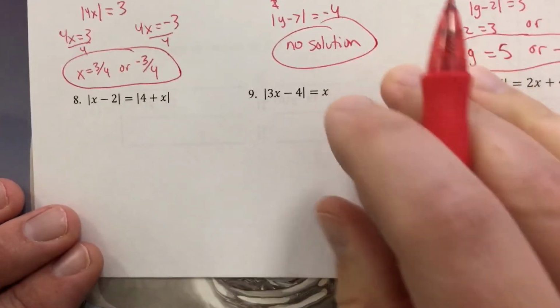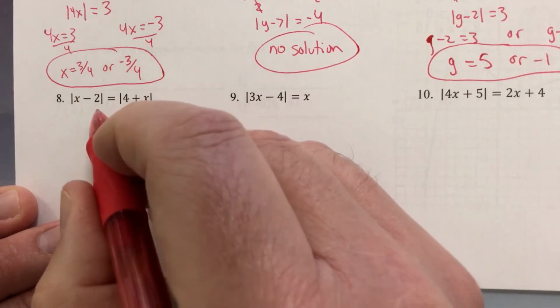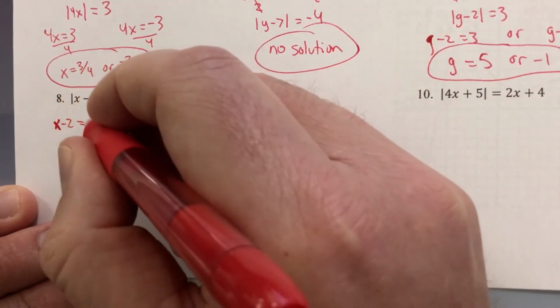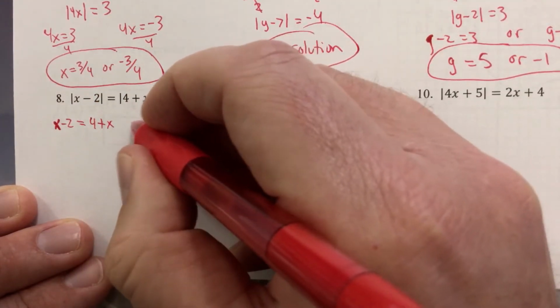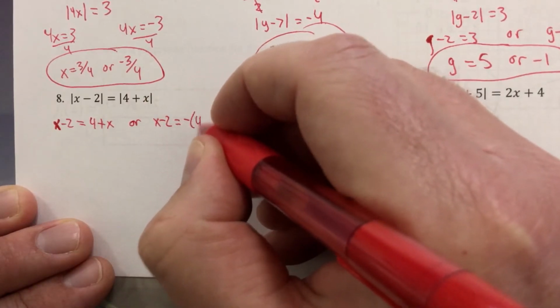The next ones have expressions or absolute value on both sides. So the first one you can't really isolate because there's absolute values on both sides. So what we're going to do is just solve x minus 2 equal to 4 plus x. Just drop both bars. And then the next one you're going to solve x minus 2 equal to the negative of 4 plus x.